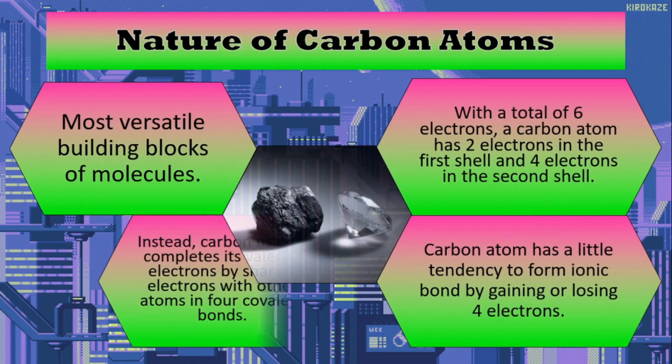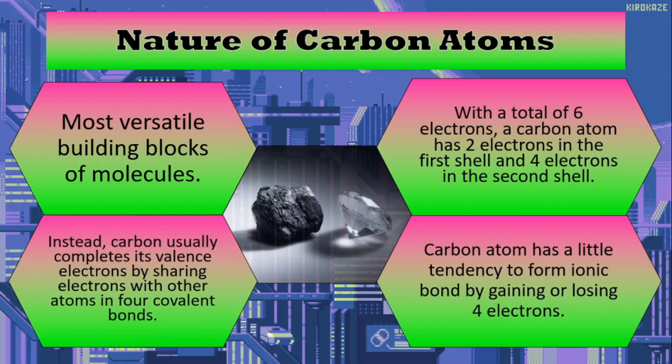Nature of carbon atoms. Carbon atoms are the most versatile building blocks of molecules. With a total of 6 electrons, a carbon atom has 2 electrons in the first shell and 4 electrons in the second shell. Carbon atom has little tendency to form ionic bonds by gaining or losing 4 electrons. Instead, carbon usually completes its valence electrons by sharing electrons with other atoms in 4 covalent bonds.